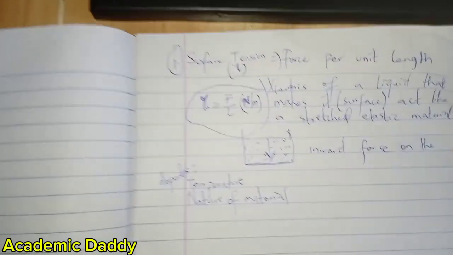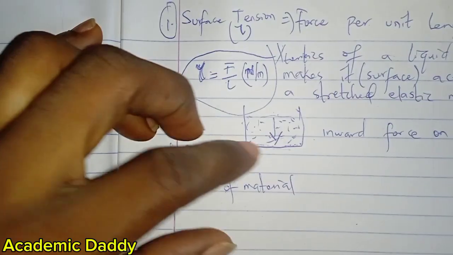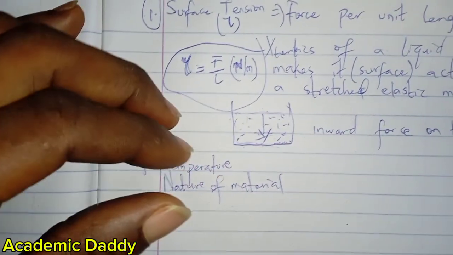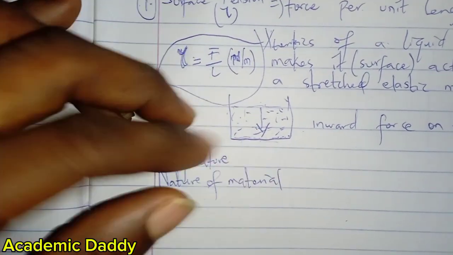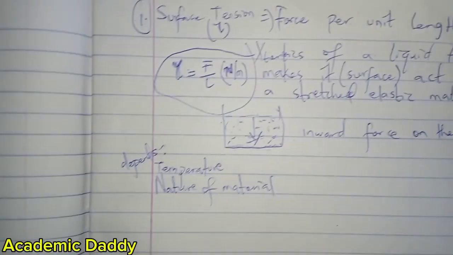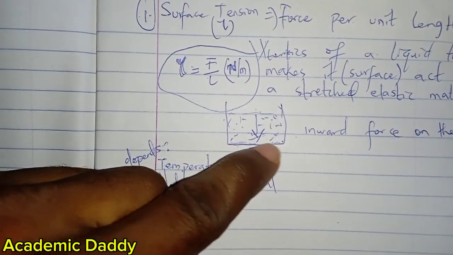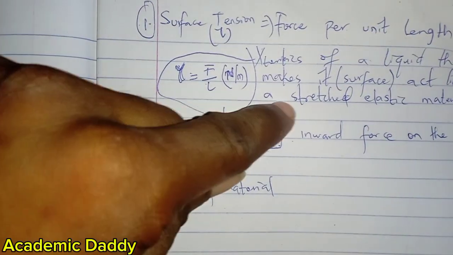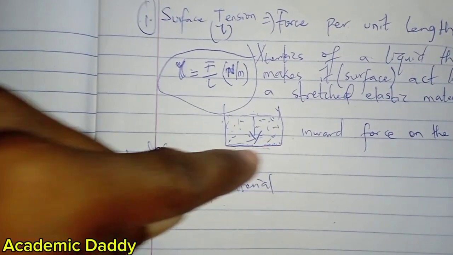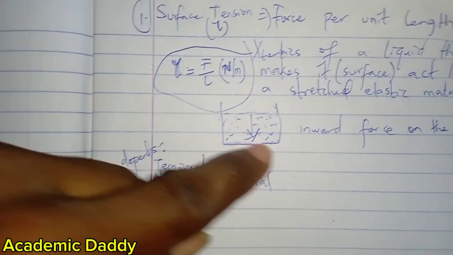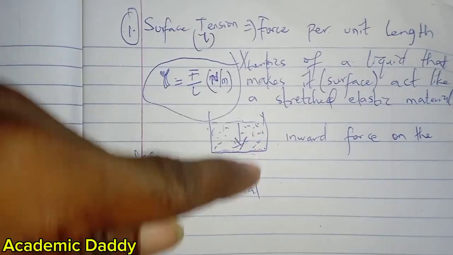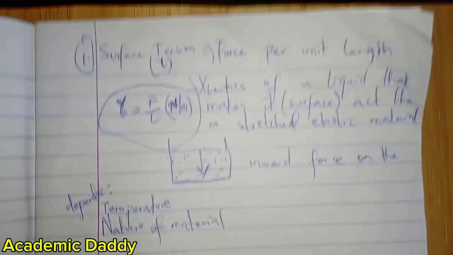So what this means is that the higher the temperature, the higher the surface tension, because if there is heat, the molecules down here will tend to gain kinetic energy. It will move up. The one up will tend to move down. It will gain kinetic energy if there is heat applied and move up. The one up will come down. So we say that it is the inward force.